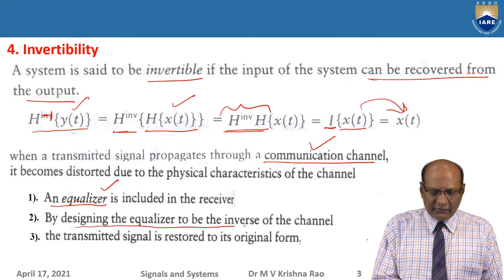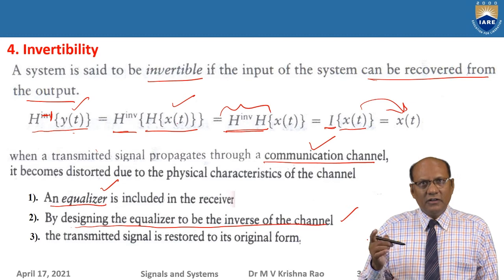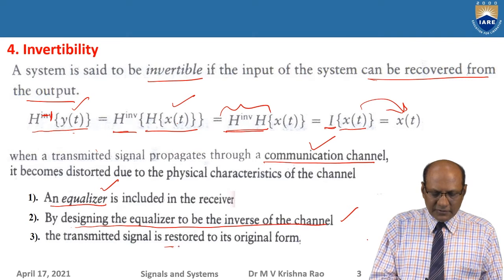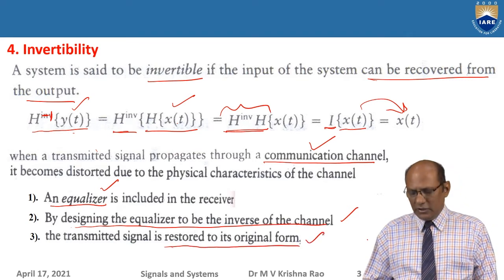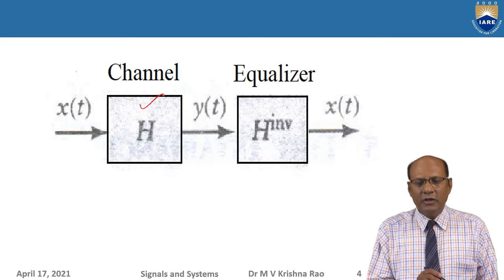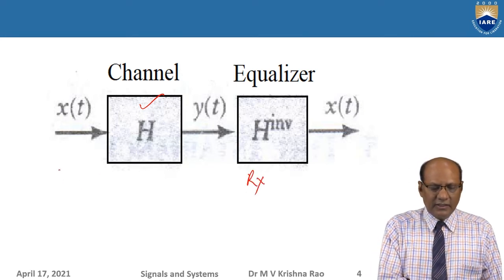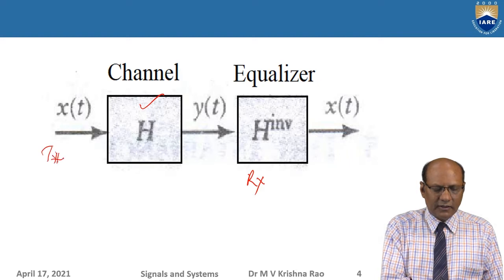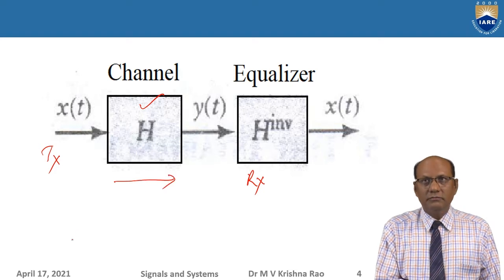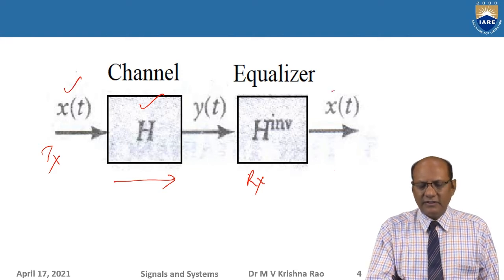By designing the equalizer to be the inverse of the channel H, H inverse is the equalizer. So with H and H inverse, I will ultimately get the transmitted signal; the transmitted signal is restored to its form. Let us see it in terms of a block diagram. This is the system, the channel, the actual system. This is the transmitted signal. This is the channel, then this is the receiver. Here you will get the same x of t.